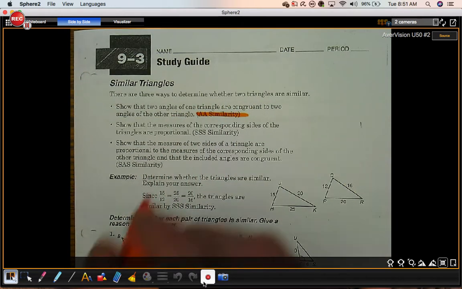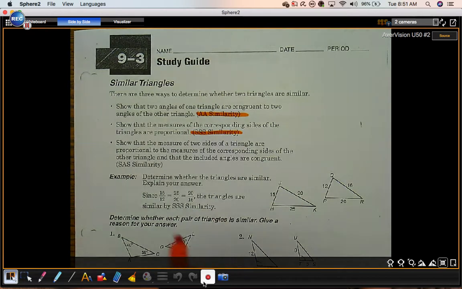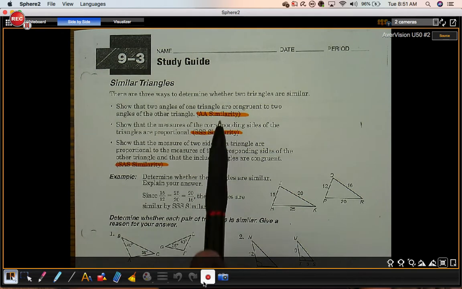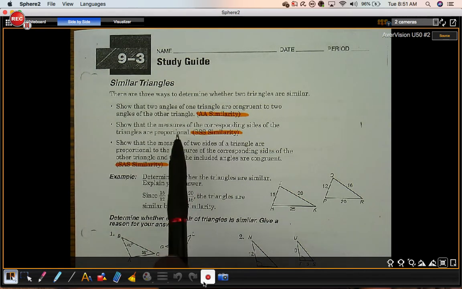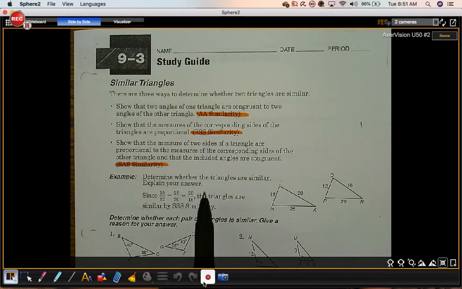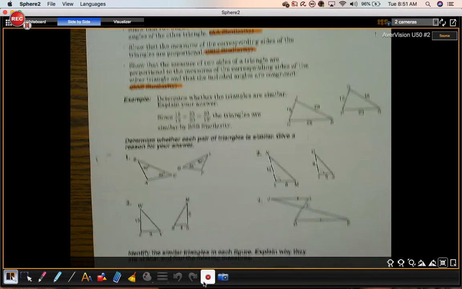Angle, angle, side, side, side, and side, angle, side. Those are your 3 shortcuts for showing that triangles are similar. It explains to you what those mean. So if you didn't watch those videos, you can go back and watch them, or you can always just reference these up here. They even work out an example for you.